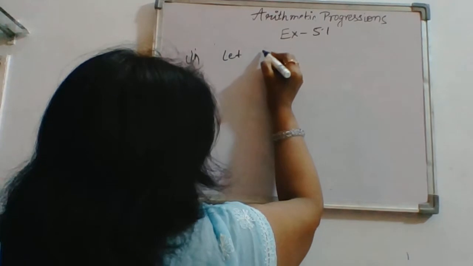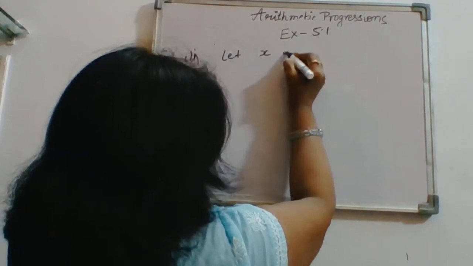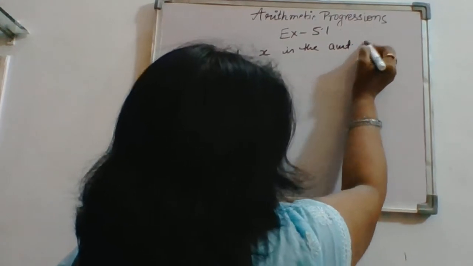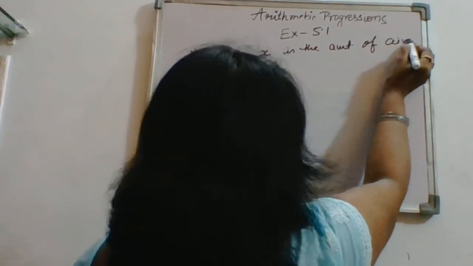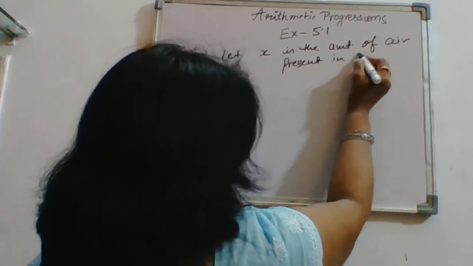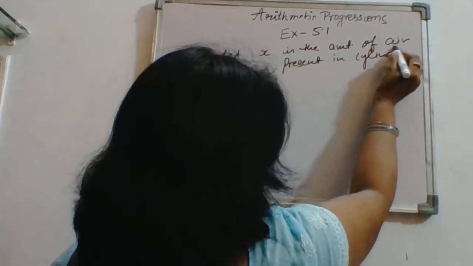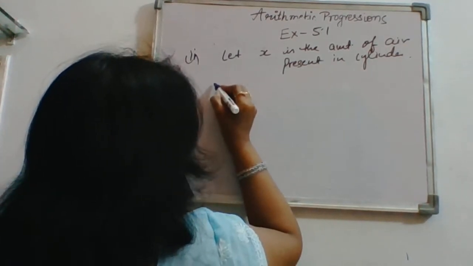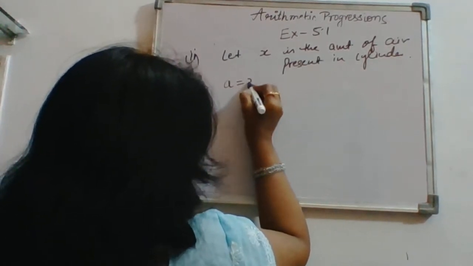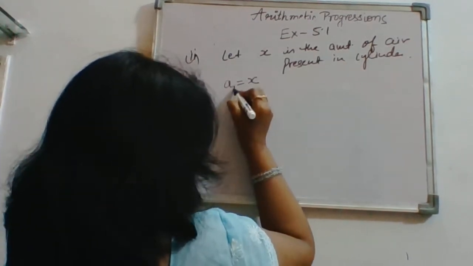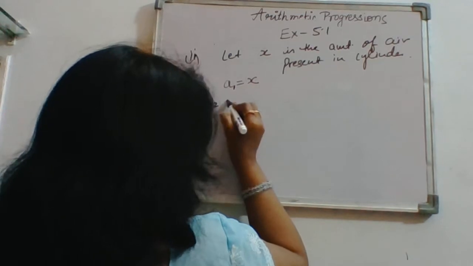that X is the amount of air present in the cylinder. So it is your X. Now I'm going to write A1. What will be A2 now?